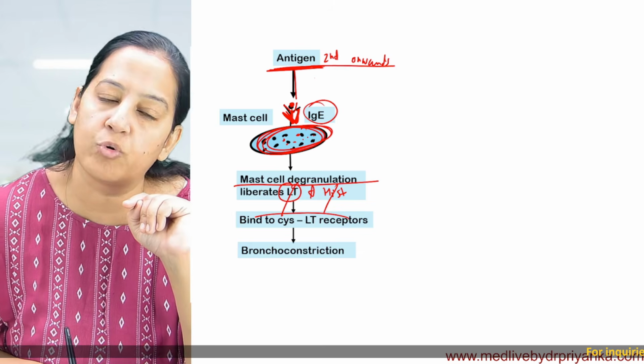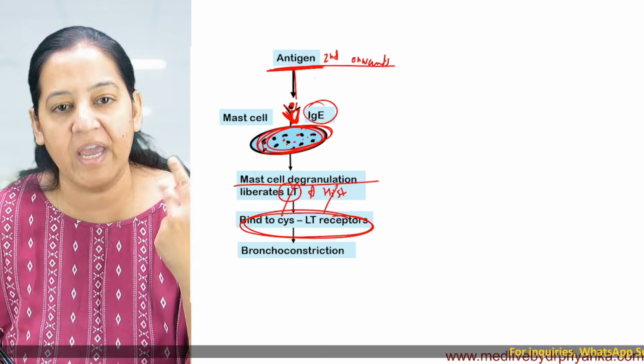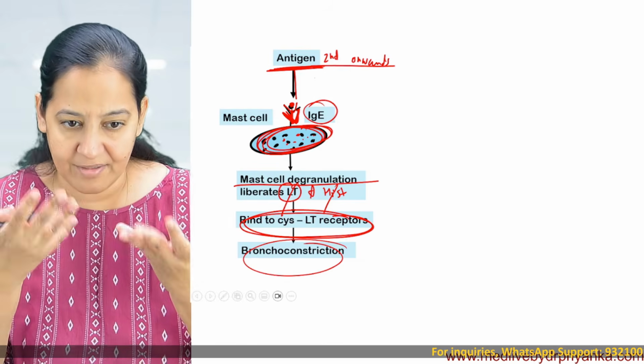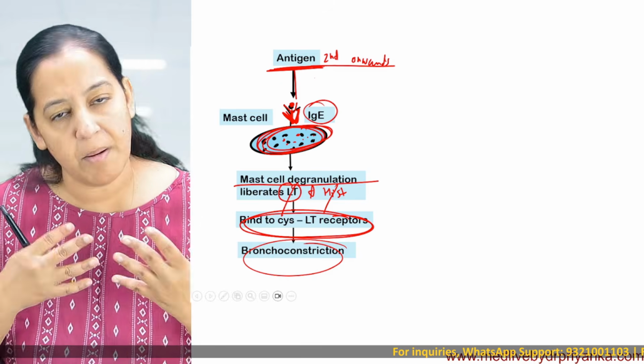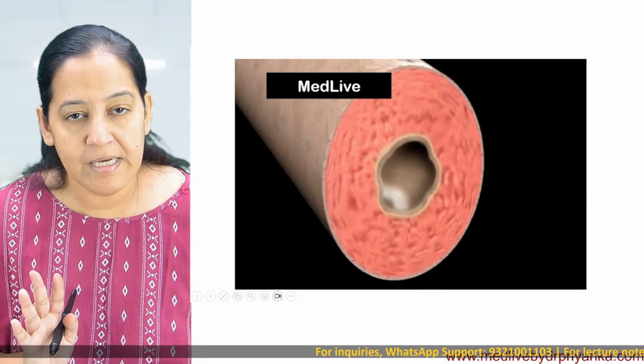Leukotriene and histamine will go to leukotriene and histamine receptors on the glands, on the blood vessels, okay? And they will cause the allergy. They will cause bronchoconstriction and many other symptoms. I have written only bronchoconstriction for the asthma, but it can be other symptoms. So it is the allergy. I hope you all got it. So this is what's happening.